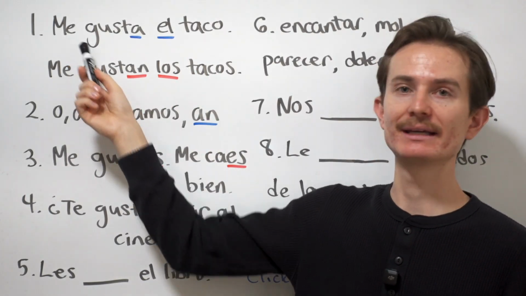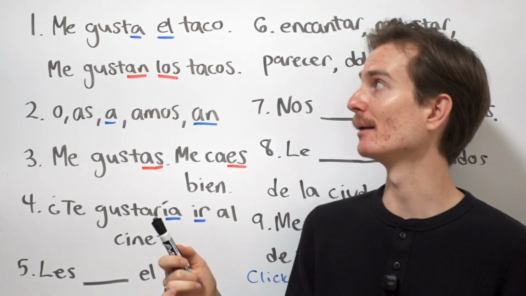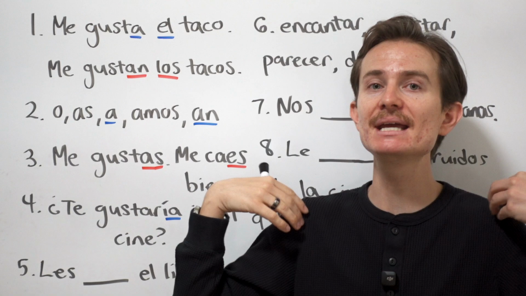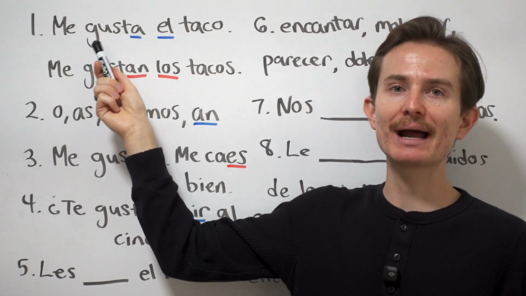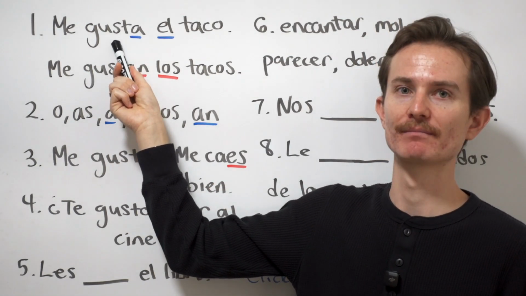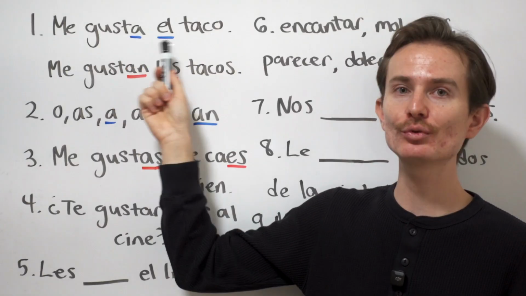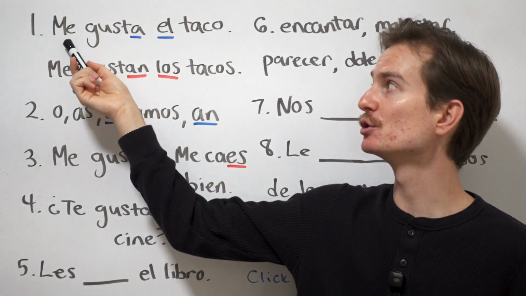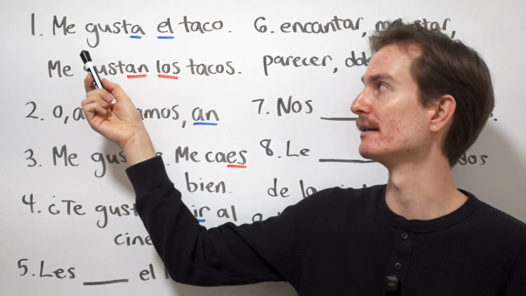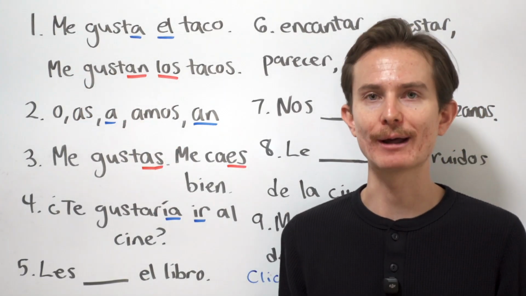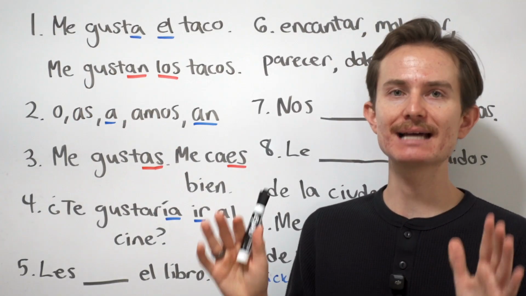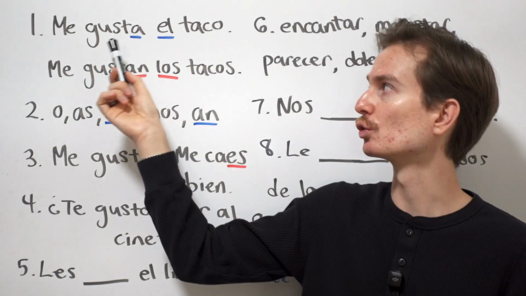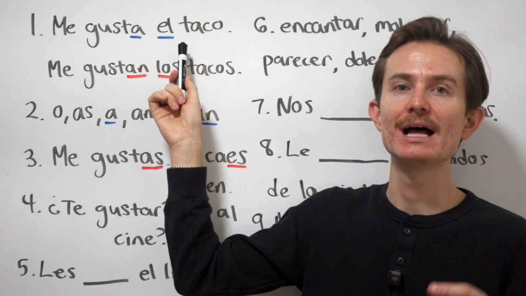Now, this thing right here is what we call an indirect object pronoun. The idea here is that me, aka me, is being indirectly affected by this verb. So gustar is directly affecting this noun, which is el taco, and I happen to be indirectly affected by it. And therefore, we use the indirect object pronoun. I know this might seem like a lot, but it's actually more simple than you might think. Okay, so me gusta el taco. So gusta is being conjugated based off of el taco.